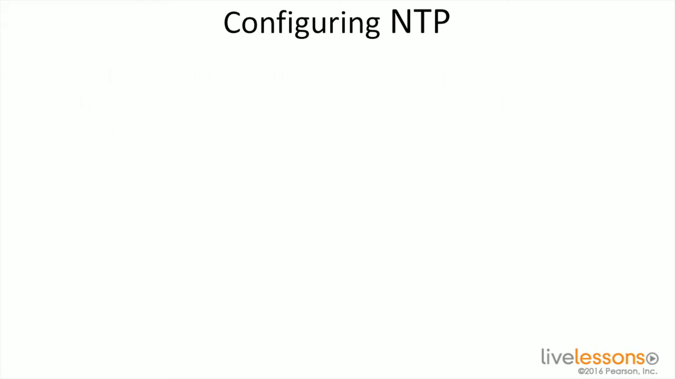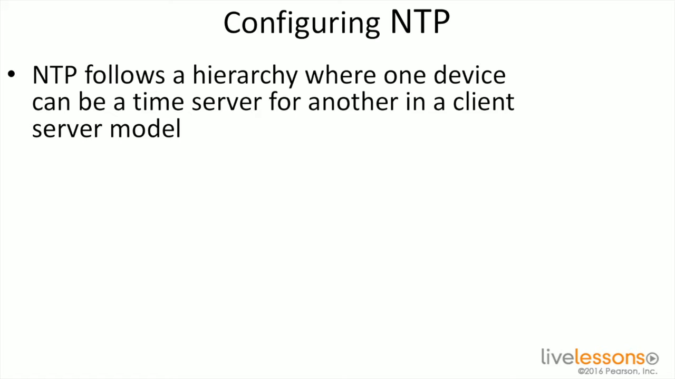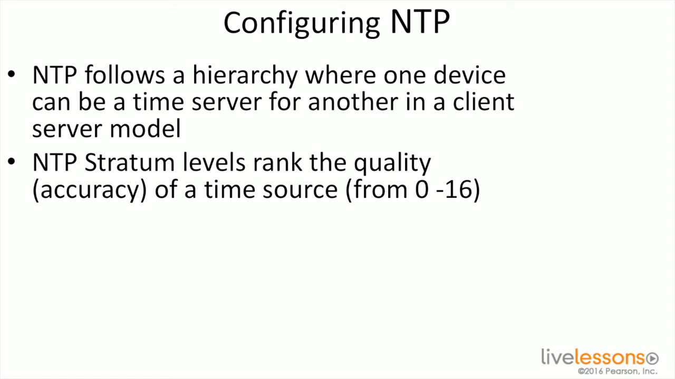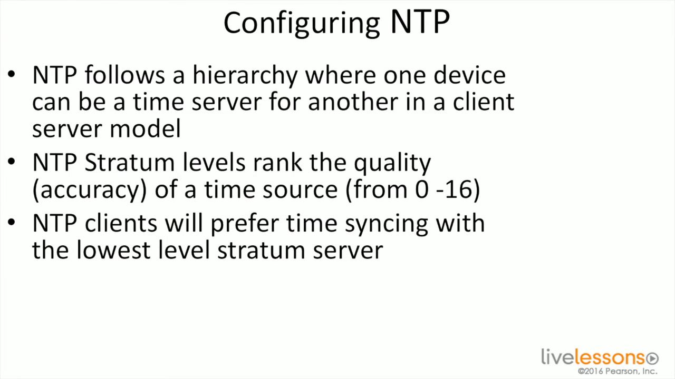So, configuring NTP. NTP follows a very structured hierarchy. One device can be a time server for another in a client-server model. So it's a very simple process. Any device can be a time server. Now there are different levels of reliability, and that's where we get into a term called stratum levels. Within NTP, a stratum level is a ranking of the quality, i.e. the accuracy, of a time source. You can have a stratum level from 0 to 16. The lower, the better. NTP clients will prefer a time sync with the lowest stratum server.